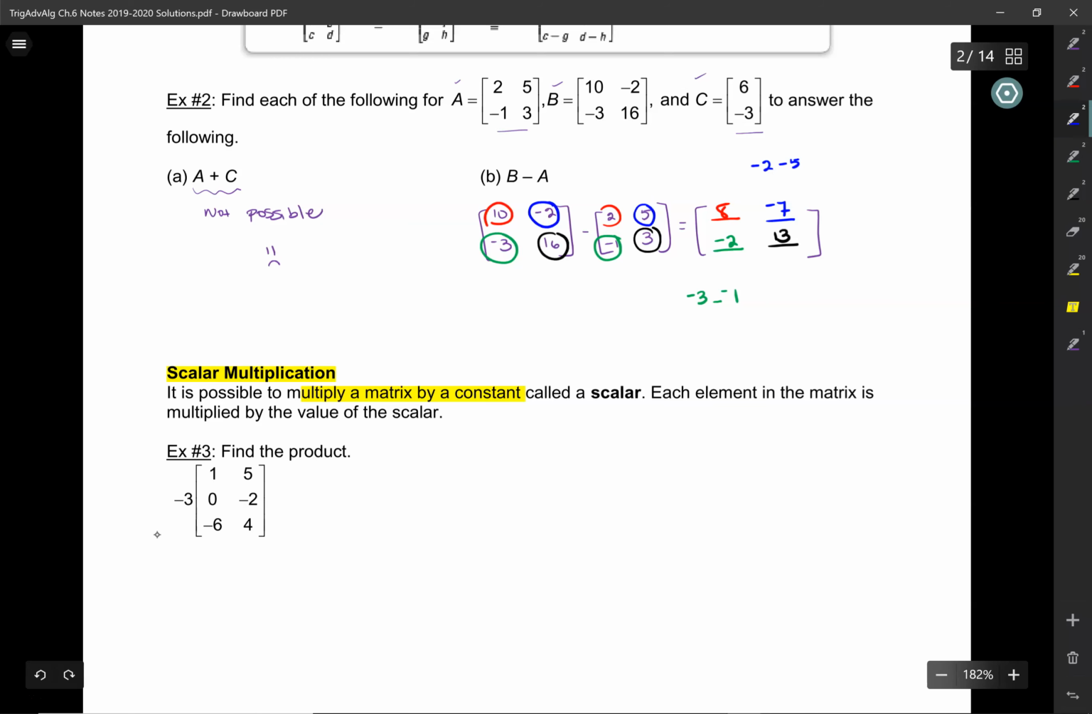Here, when you multiply a matrix by a scalar, each element in the matrix is multiplied by that number. So, easiest thing. If you have negative 3 times this matrix, I take negative 3 and I multiply everything in the matrix by negative 3. So this will be negative 3 times 1, negative 3. Going across, negative 3 times 5, negative 15.